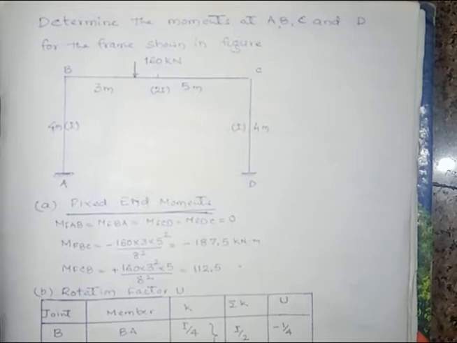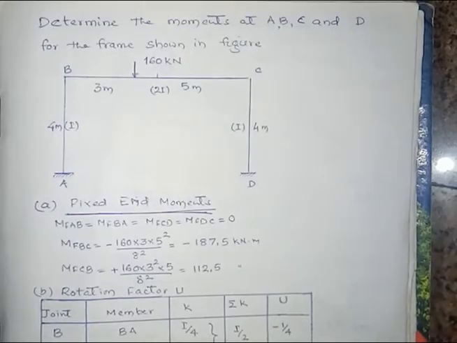Here that is minus W A B square by L square. A equals 3 meter, B equals 5 meter, L equals 8 meter. By substituting the values, MFBC equals minus 187.5 kilonewton meter. Then MFCB, that is W A square B by L square, that is clockwise. By substituting the values, we will get 112.5 kilonewton meter. Then the next step is to calculate the rotation factors at the joints.